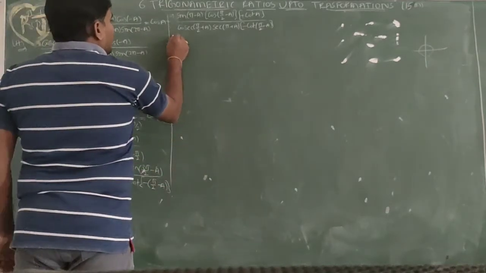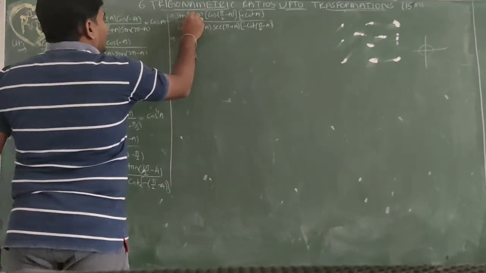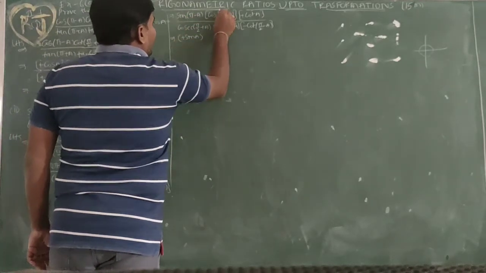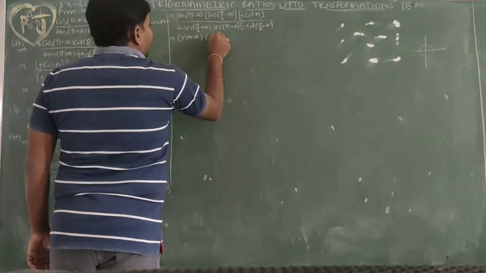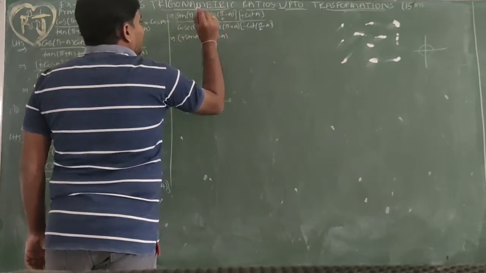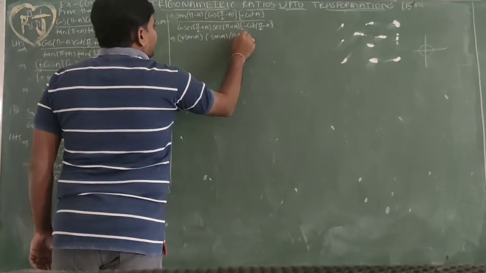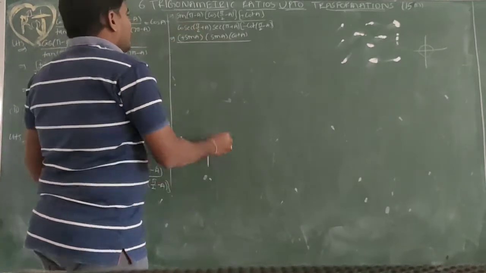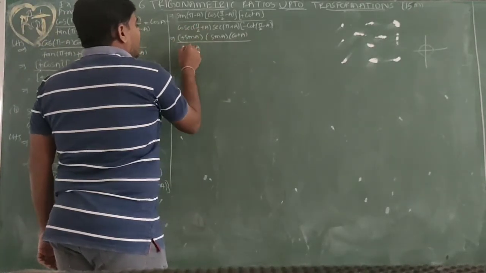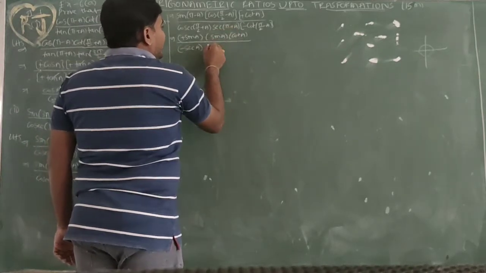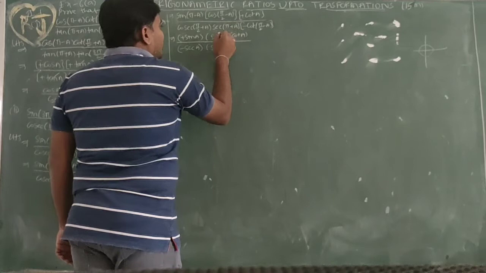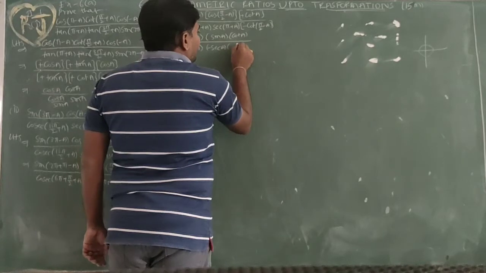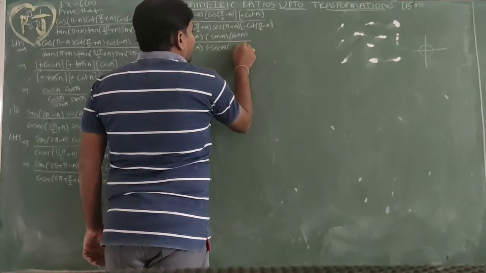So pi is 180, so 180 sin will remain sin. Second quadrant it is positive. Pi by 2 is 90, so cos becomes sin a. In the first quadrant it is also positive, into cot a, by cosec. 90 will change, second quadrant it is negative. 180, it will remain the same, 180 plus is third quadrant, minus. Next, cot 90 changes to tan a.